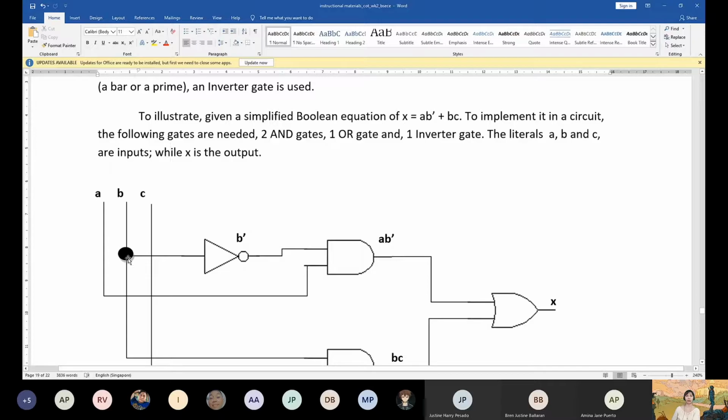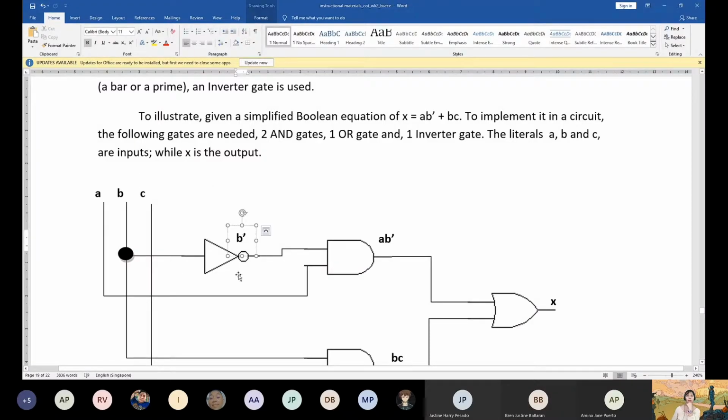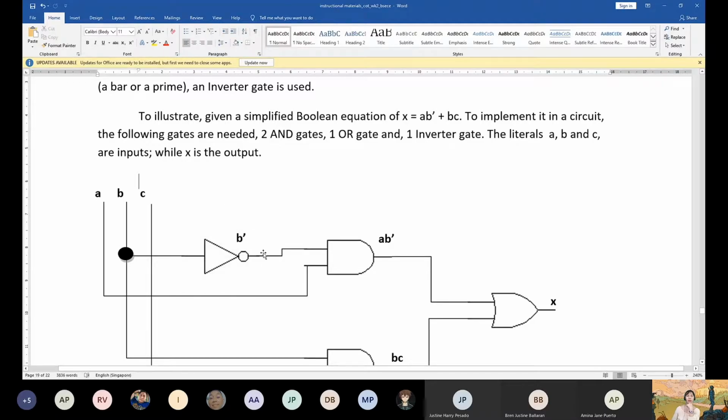So to have an output of B prime, you use an inverter connected to the input B. The output of the inverter is B prime. So what IC is this? You would use the 7404. Take note that the 7404 is a hex inverter, so you already have 6 gates there.